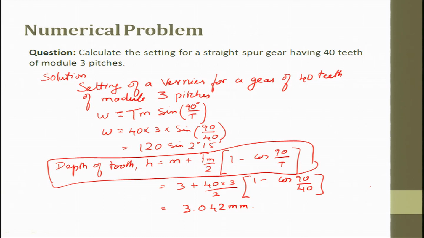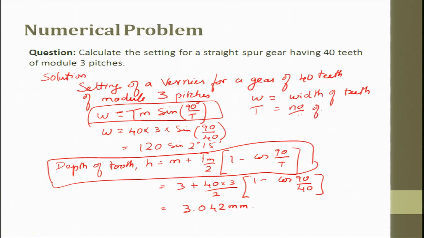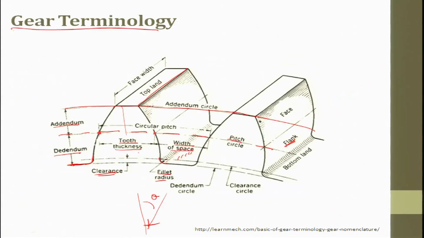This is a formula, and here this is also a formula where W, the width, is equal to T, teeth into pitch divided by sin. So, this is also a formula where W is nothing but the width of the tooth, T is nothing but the number of teeth, and M is nothing but the module. Okay. So, this will be the depth of tooth and this will be the width of tooth. So, width and depth. If you go back and see, this is the depth from here to here, this is the width.